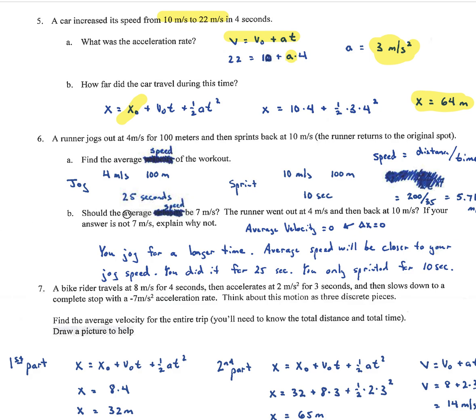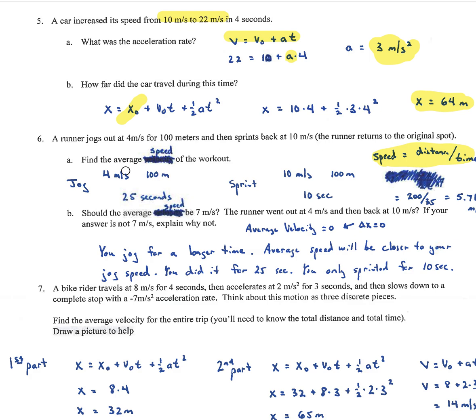To find information about speed, well, the definition of speed is distance over time. So let's always go to the definition if you get confused, right? We need to know the distance traveled and time. The distance traveled is 100 meters out and 100 meters back. There's your 200. Now we've got to figure out the time.